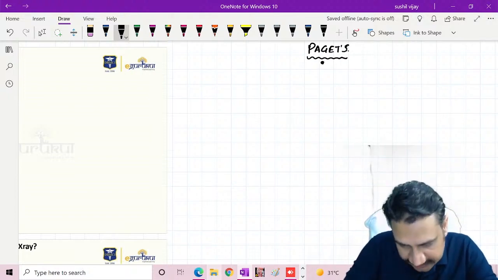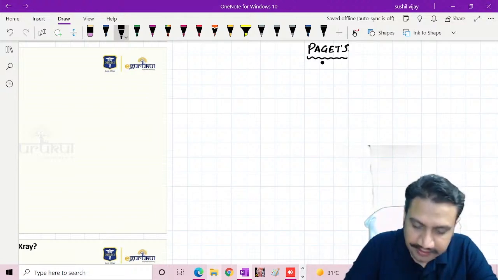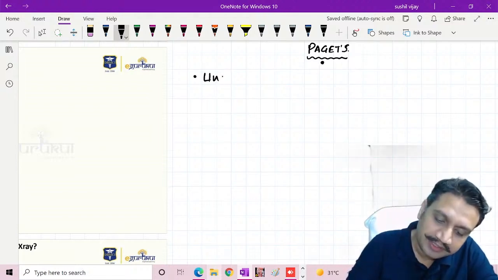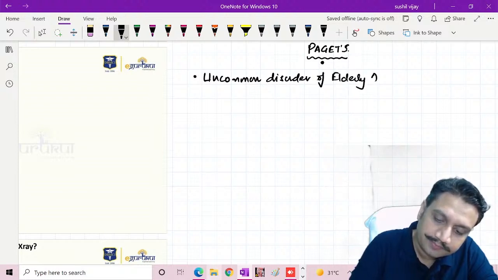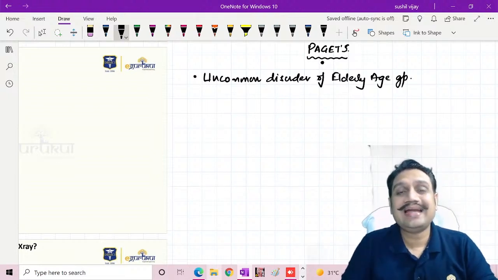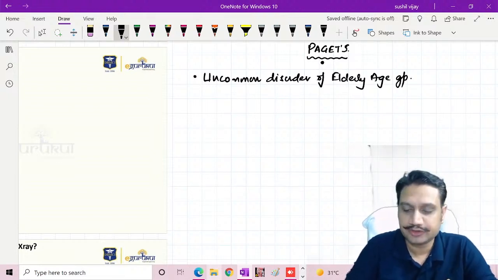The base for Paget's is that, see, what exactly is Paget's disease? Paget's is an uncommon disorder of the elderly age group. Uncommon, elderly age group, very uncommon, right?